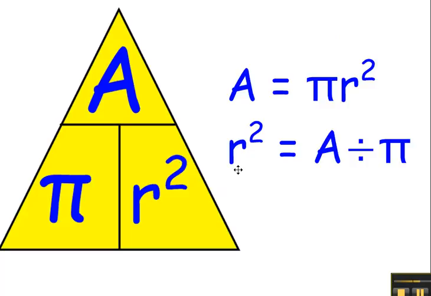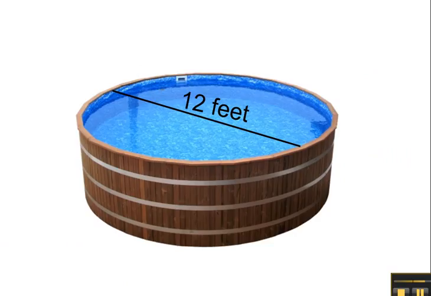A little later on, we're going to be finding the radius or diameter when we're given the area. So when we get the area, if we divide by pi, we're going to have our radius squared. Not our radius, but our radius squared. So we're going to be working right now just with this formula to find the area.